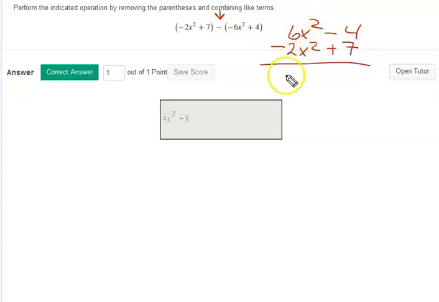So the idea of having them in like-term columns I think is helpful. The key is remember to change both signs or all of the signs. So this is going to be 4x squared and this will be plus 3. And they had this right.